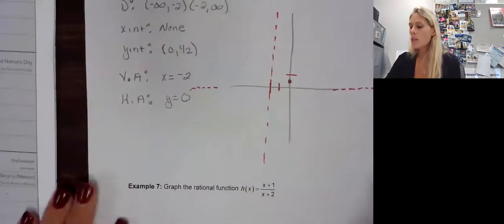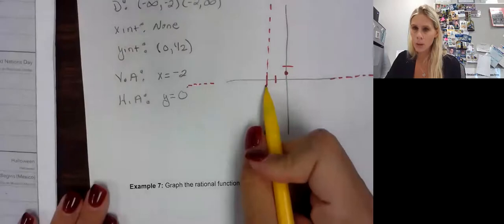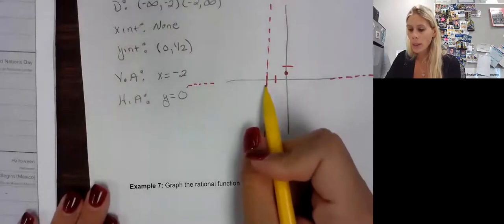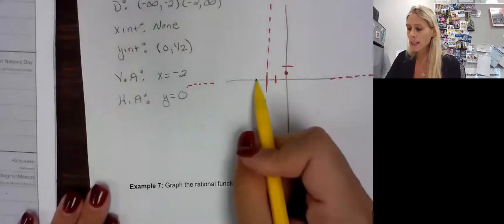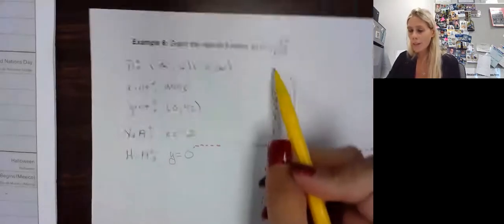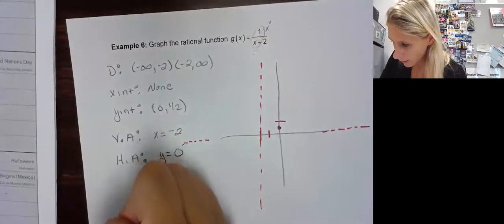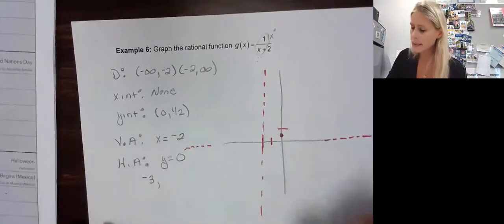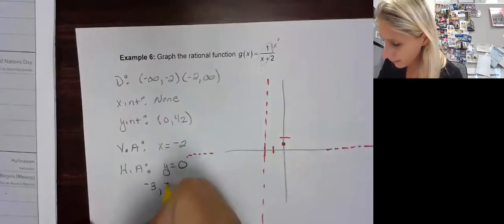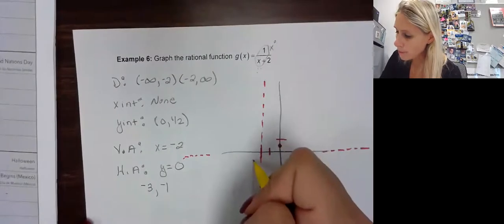Okay, so one thing you can do is say, hey, if this is -2, let's plug in a number. Let's plug in something on the left side of it. So -3. If I plug in -3, we would get -1, right? Because 1 over -1 is -1. So I know I'm down here.